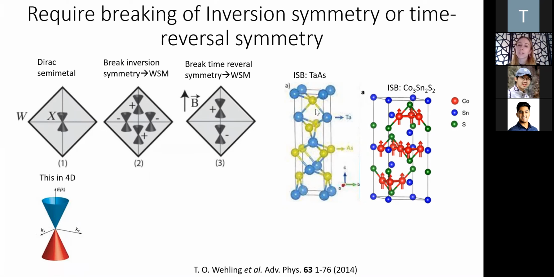An example of a material that breaks inversion symmetry is tantalum arsenide. If you look at this yellow arsenic atom and go through the center and hit the same point in the unit cell, there's no yellow arsenic atom. And sorry, I have a typo here. This is supposed to be time reversal symmetry breaking. This is a material that is magnetic. In magnetic Weyl semimetals, you break time reversal symmetry, and that's another way of breaking up a Dirac dispersion into a Weyl dispersion.